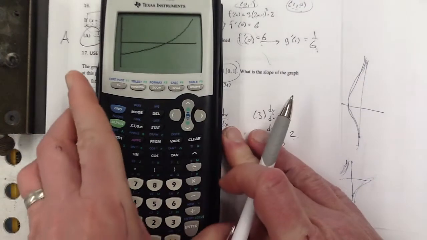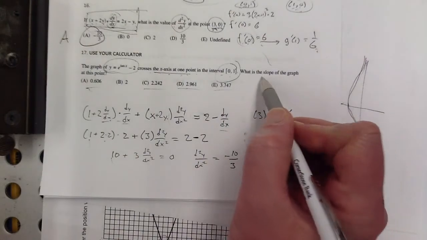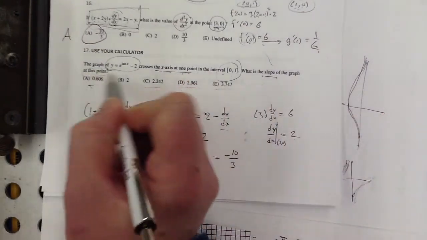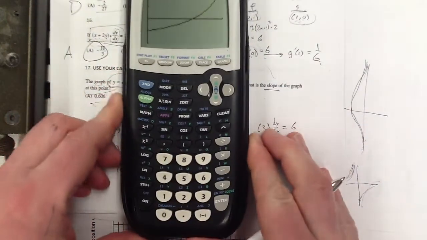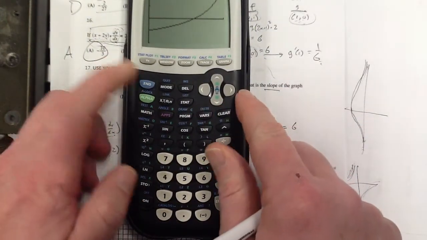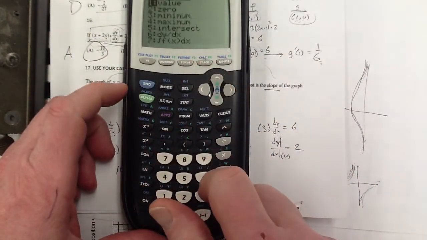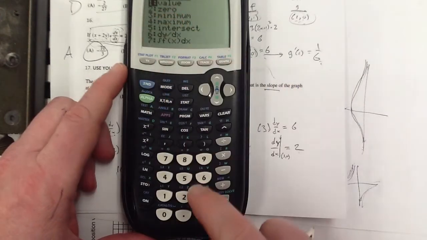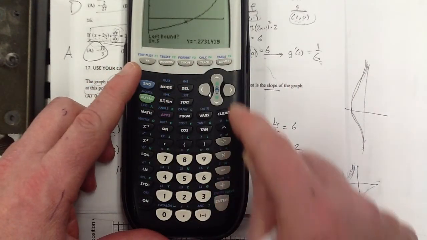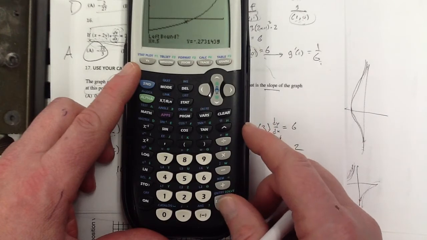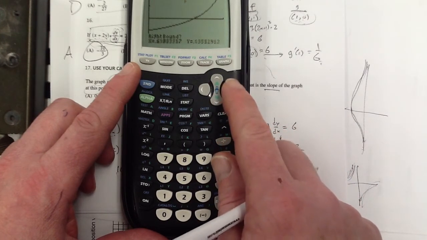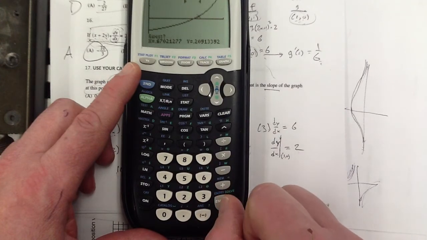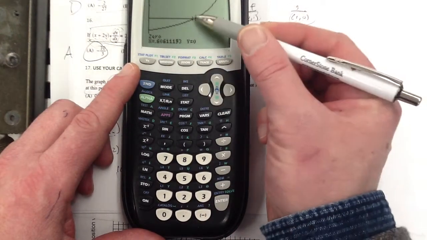And what do we want to know? We want to know what's the slope at that point. So I need to find the slope at this point right here. So how do we find that point? Second, calculate. I want to find where it crosses. That's the 0. And it crosses somewhere between here. Since they put the cursor, it was kind of close. So that's where it crosses.